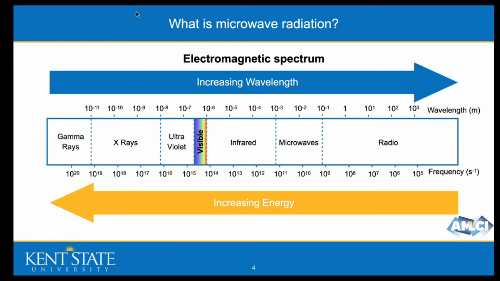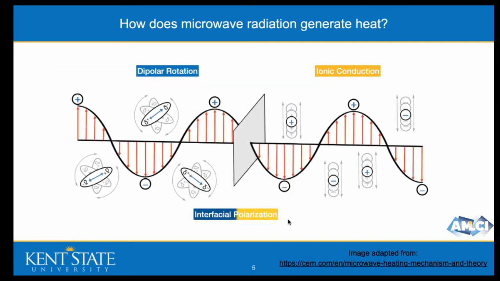So what is microwave radiation? It's a form of electromagnetic energy that falls at lower frequency at the end of the electromagnetic spectrum, so around 300 megahertz to 300 gigahertz. Like any other electromagnetic wave, microwave radiation travels at the speed of light and consists of two oscillating fields, an electric field and a magnetic field. Microwave photon energy is relatively low and affects only molecular excitation.